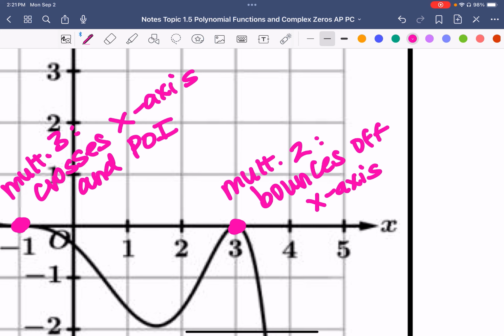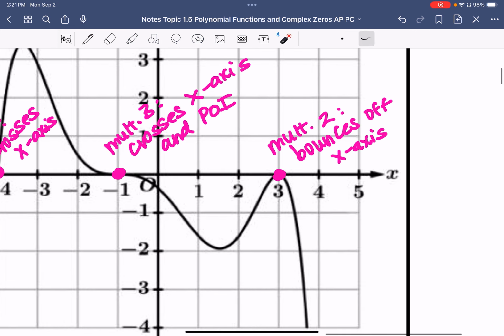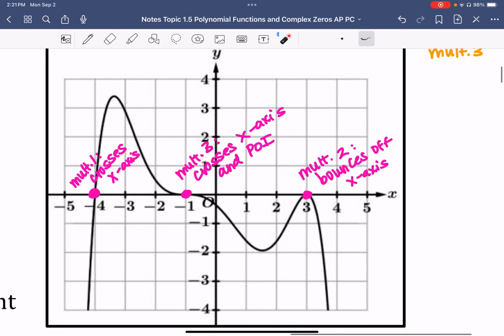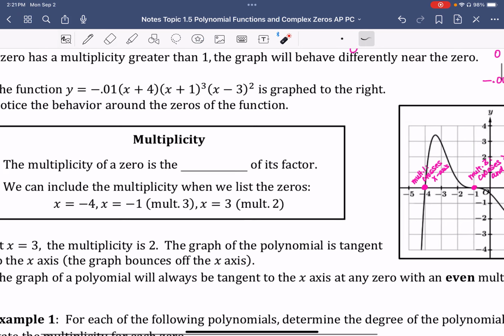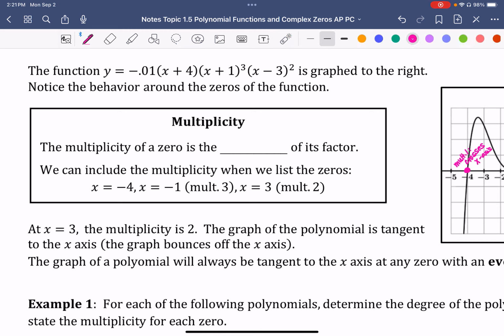So it approaches the x-axis, and then it goes back to where it came from. So notice it could be like this. It could also happen like this if it went above. So it doesn't have to be strictly below. As long as it does not cross the x-axis, it touches it and then goes back around, it could have a multiplicity of 2. Okay, so the multiplicity of a 0 is the degree of its factor.